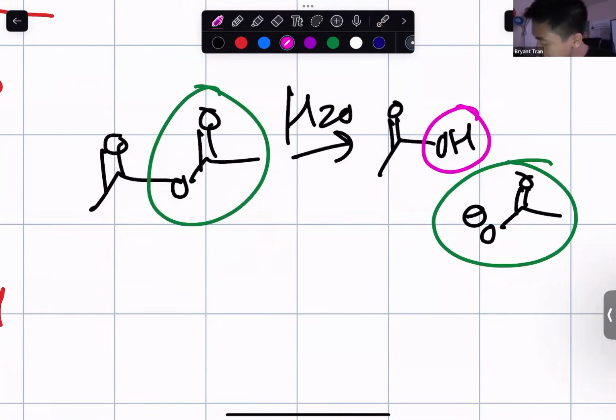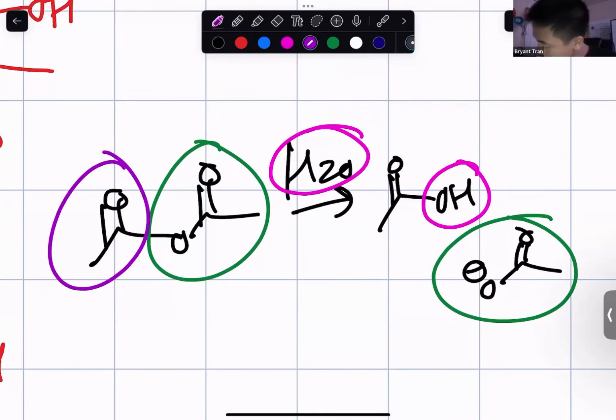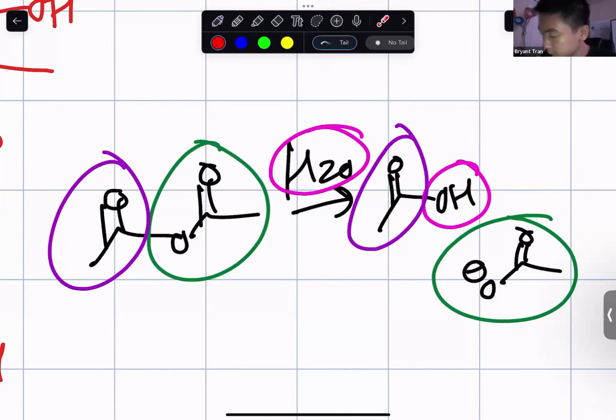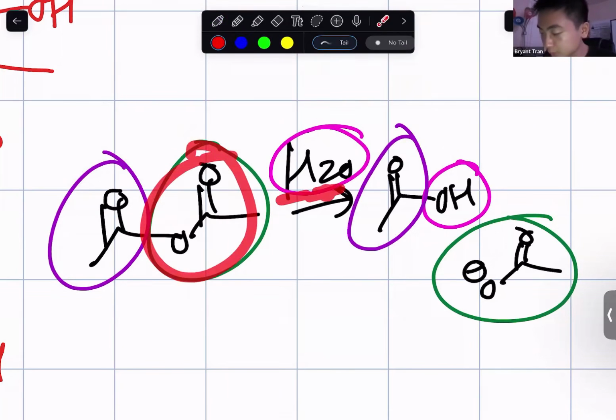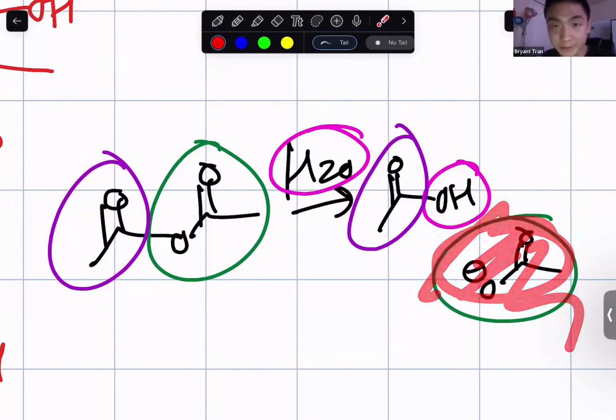This pink OH here comes from the water like that, and then this purple carbonyl is that purple carbonyl right there. So what we're basically doing is substituting the leaving group with the nucleophile water here, right? So this purple group here was attached to the green group, but now the purple group is attached to the pink group, right? And the green group got kicked out as a leaving group, like that.